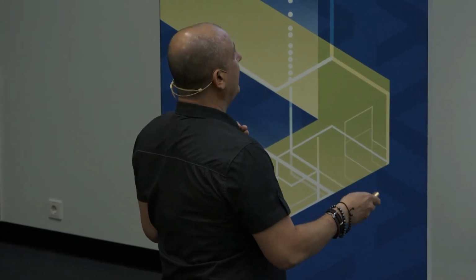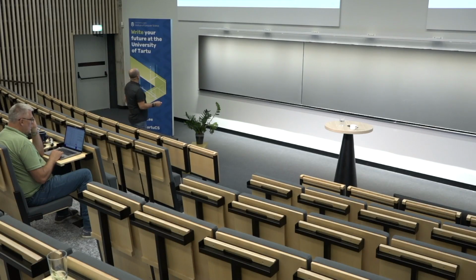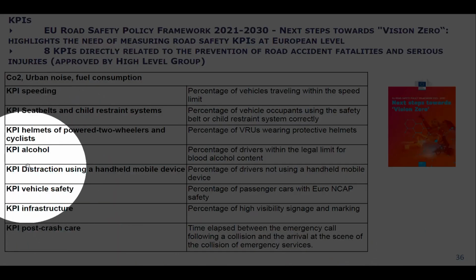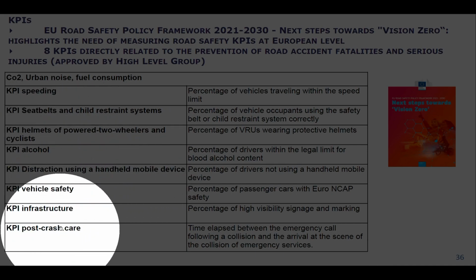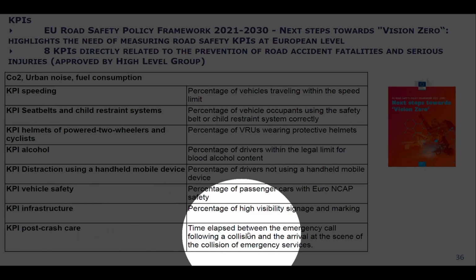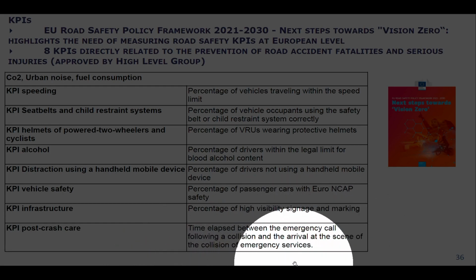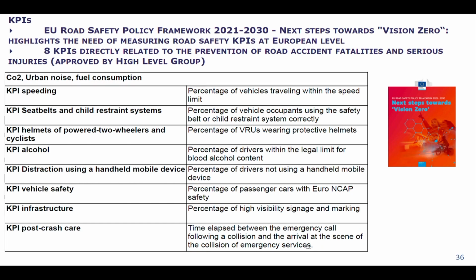These are the KPIs. For example, there are 8 KPIs: KPI speeding, KPI alcohol, KPI vehicle safety, KPI infrastructure, KPI post-crash care. It's the time elapsed between the emergency call, the collision, and the arrival of the emergency services at the scene of the collision. So the idea of this proposal is to improve the verification means, as well as introducing new KPIs.